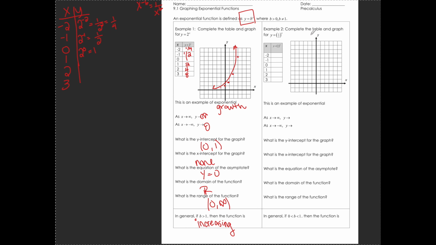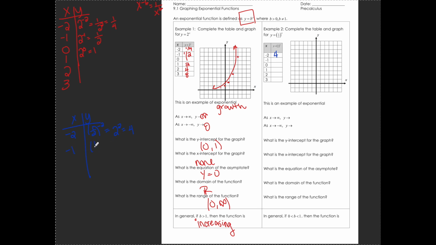Complete the table and graph y equals 1/2 to the x. So I'm going to do the same thing. I'm going to do a little bit of work for my table over here, and then I'll fill in those values as I go. So I need x, y. For negative 2, I would have 1/2 to the negative 2. Again, with this negative exponent, what I can do now is flip this fraction to make that exponent positive. So I would have 2 to the positive 2, right? Because 1 over 2 becomes 2 over 1, so that's 4. So I have negative 2, 4 as 1 point.